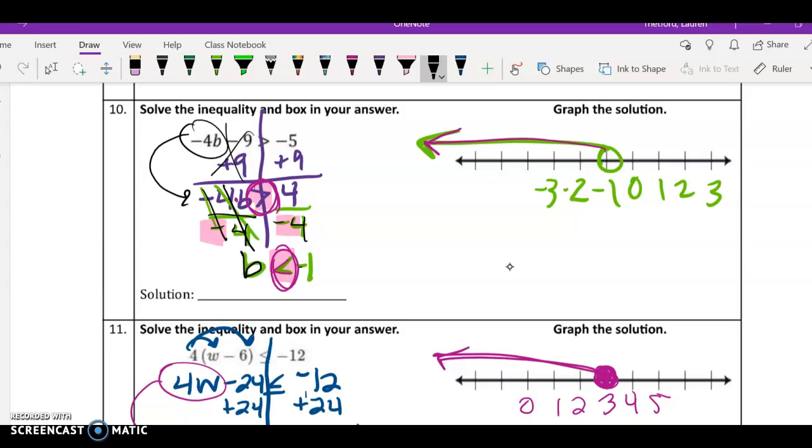4 divided by -4 is -1, sorry. And then I divide by a negative, so I flip my inequality, so it's now going the opposite direction. So it's now b is less than -1. So it's an open circle going to the left at -1.